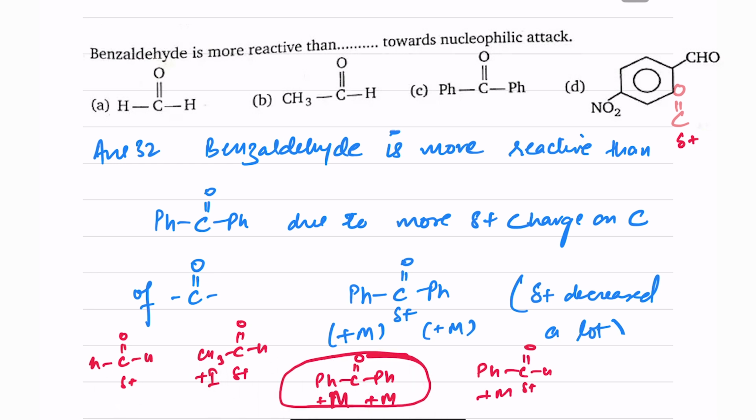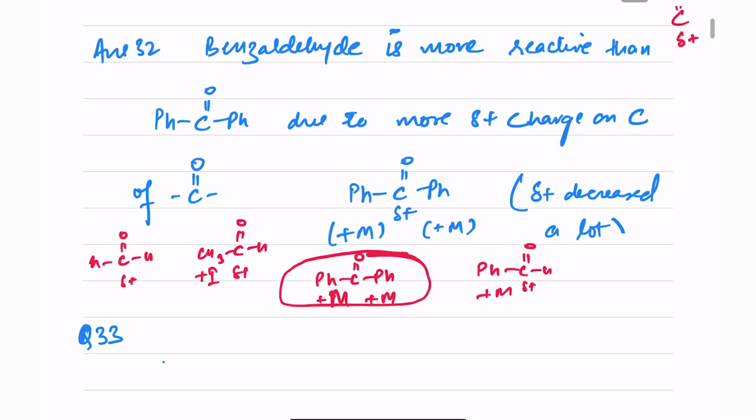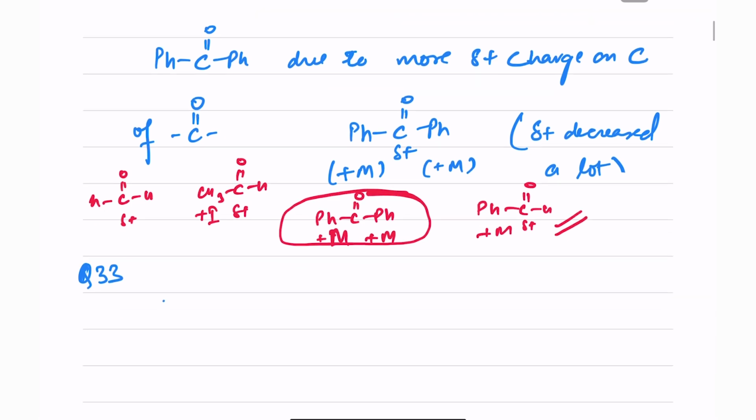Basically, compared to benzophenone, we have a delta plus over here. That is the reason why this has more delta positive, hence it will be more reactive towards nucleophilic attack. Now come to question number 33.